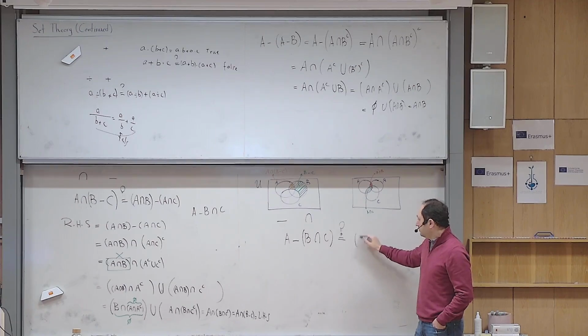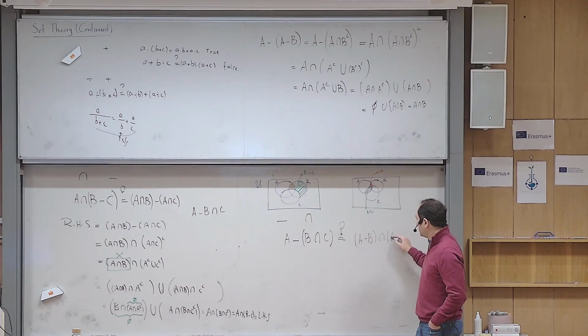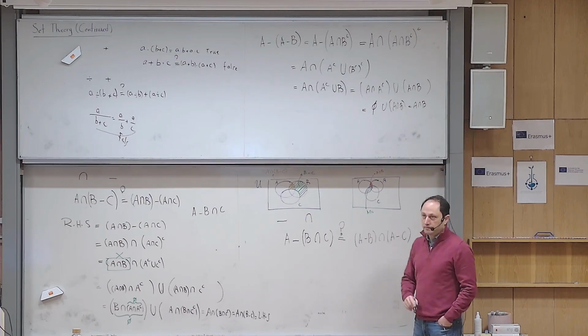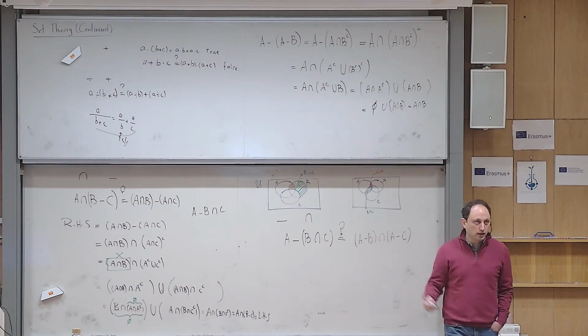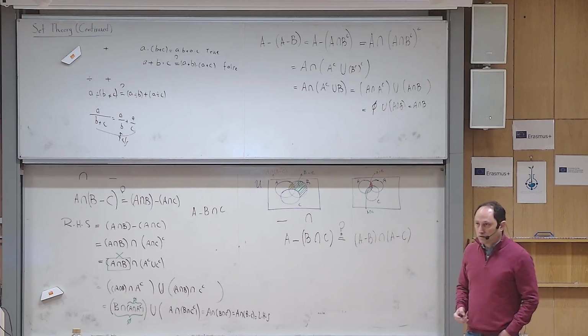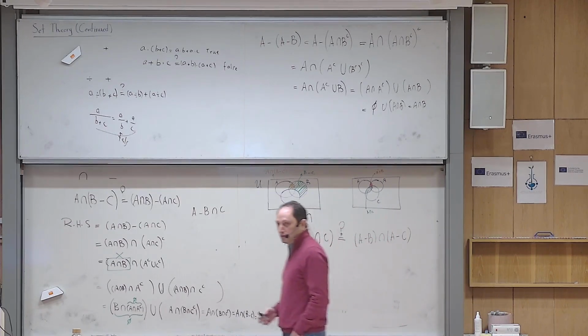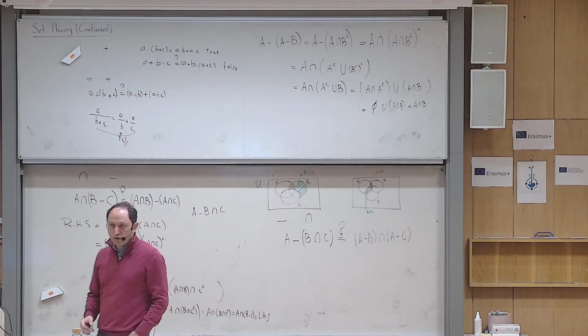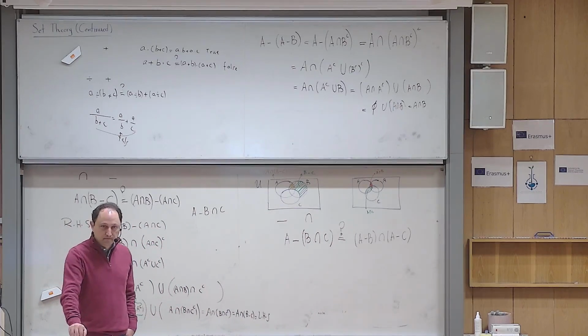What? A minus B intersection A minus C. This is the formulation of this question. But what is your instinct here? Do you think that this is true or false? Or might be true, might be false, yes?